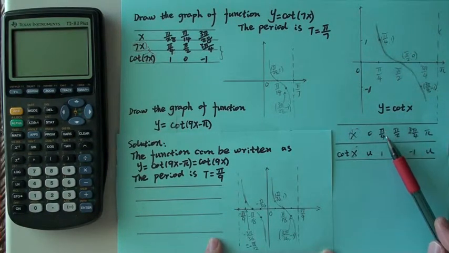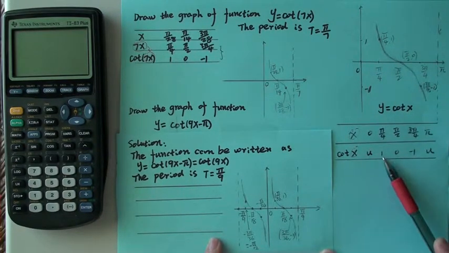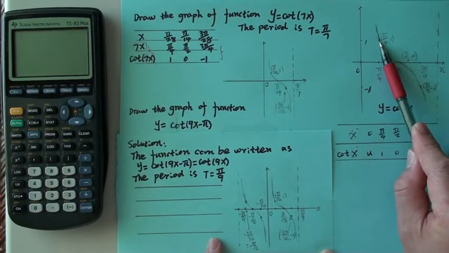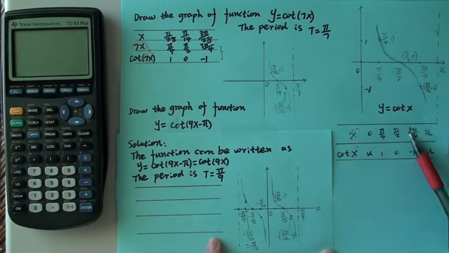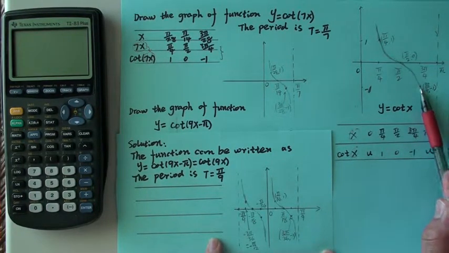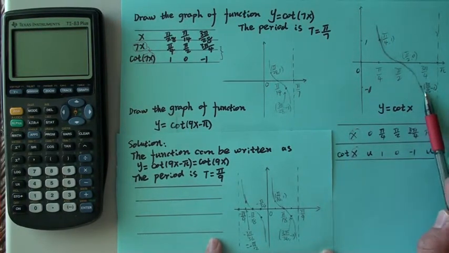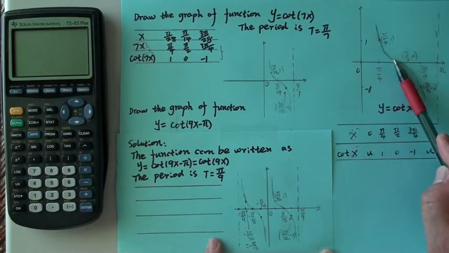And when x equals pi over 4, cotangent has value 1. So pi over 4, 1 is on the graph for cotangent. And when x equals 3 pi over 4, cotangent x is negative 1, right down here. So x is 3 pi over 4, y is negative 1. So you have values right here.